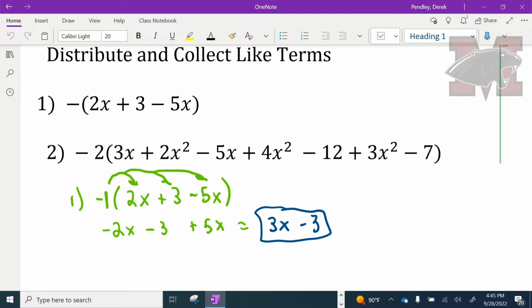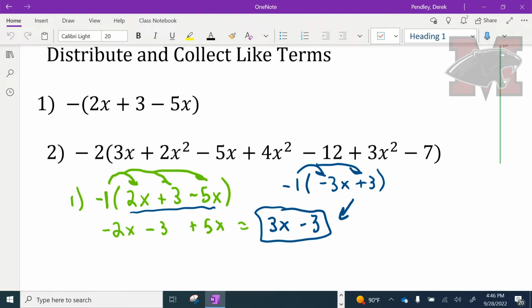You can collect like terms first and then distribute. So if you did that, you would have a negative 1, and then you'd have a 2x minus 5x, which is a negative 3x plus 3. And when you distribute the negative 1, you get this same answer, 3x minus 3. So either way. All right, let's look at number 2.